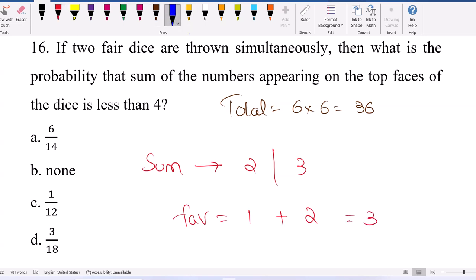For sum 2, this is 1 comma 1, then only the sum will be 2. For sum 3, it can be 1 2 or 2 1. That's the two chances. So favorable is 3, total 36. Probability is favorable out of total, 1 upon 12. 1 upon 12 is your answer. Favorable out of total.